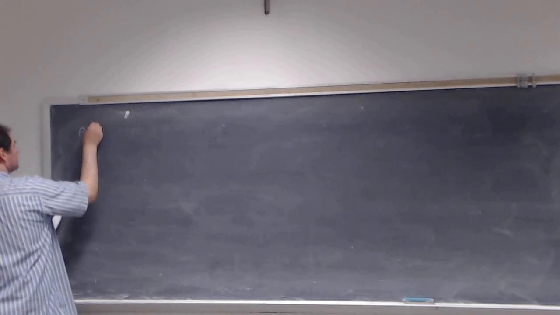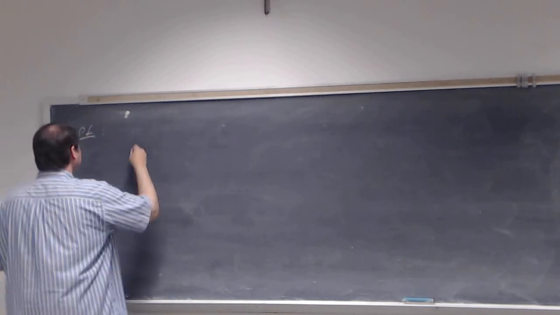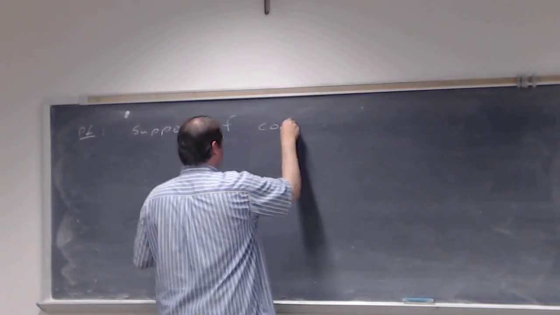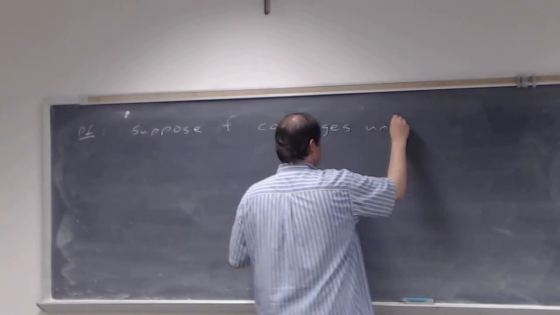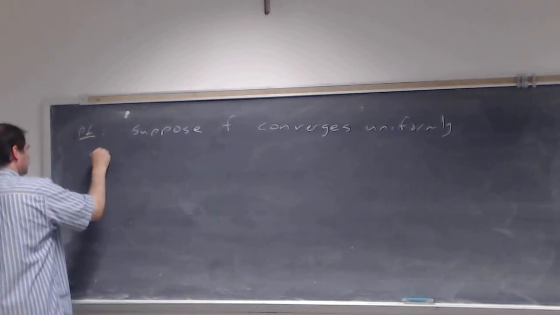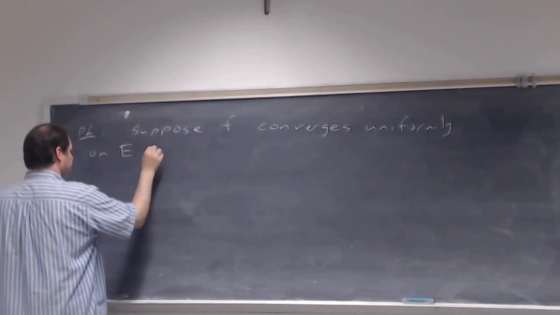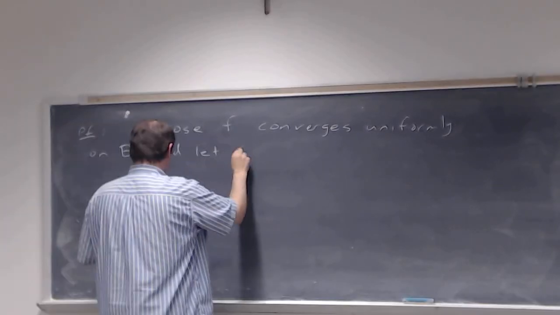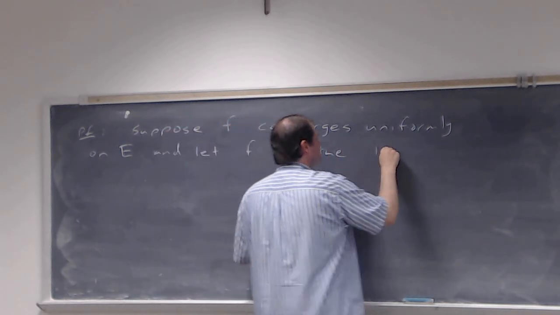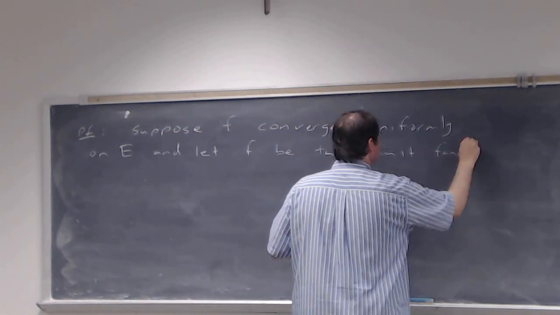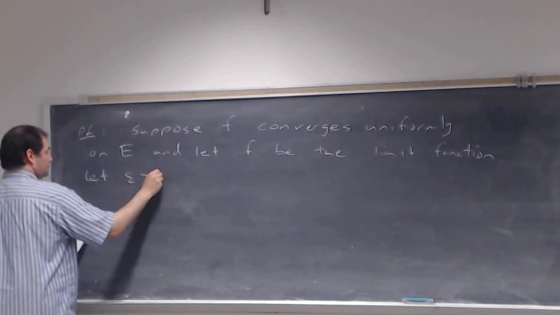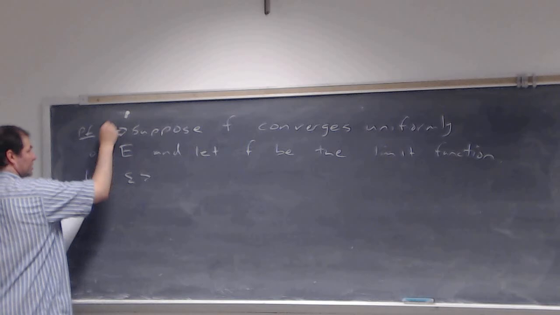So here's the proof. Well, suppose f converges uniformly on E. Okay. And let f be the limit function. Let epsilon greater than 0 be given. So I'm going in the frontwards direction.